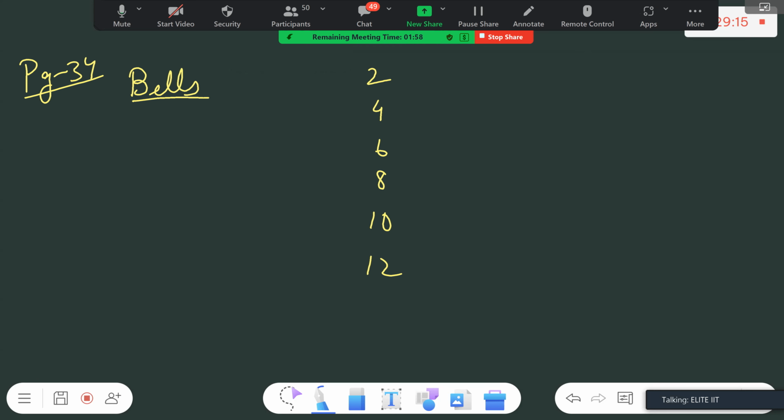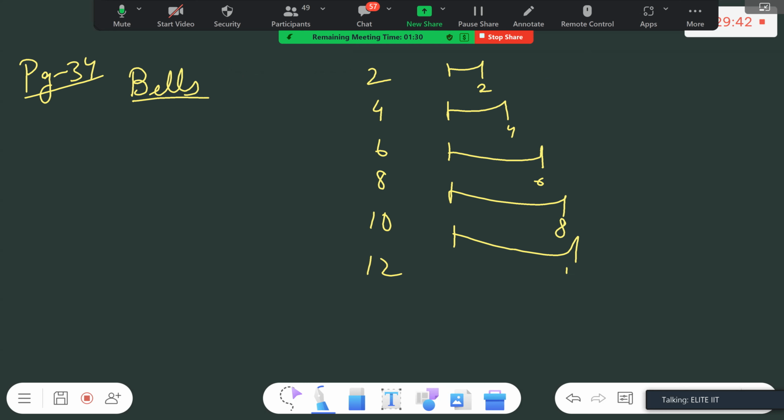After what time will they ring together? One bell is ringing after every 2 seconds. Another bell is ringing after 4 seconds. Let me write it like this. One bell after 2 seconds. Another after 4 seconds. Another after every 6 seconds. Another after every 8. Another after every 10. And another after 12 seconds. So after 2 seconds again it will ring.